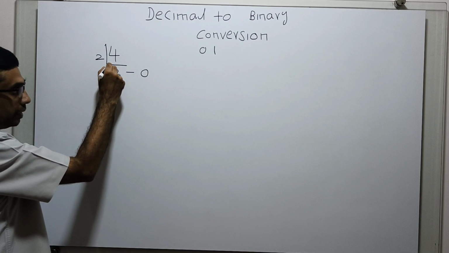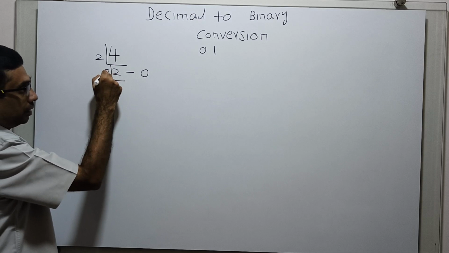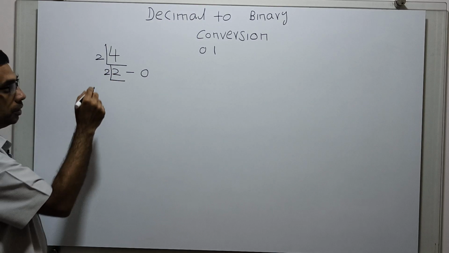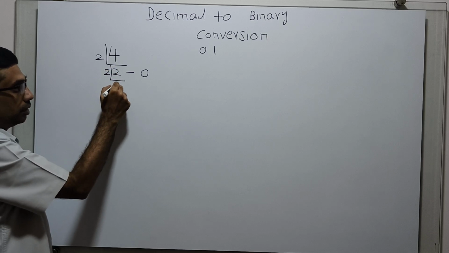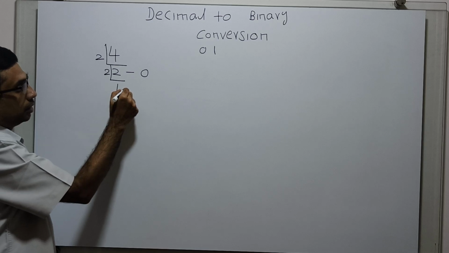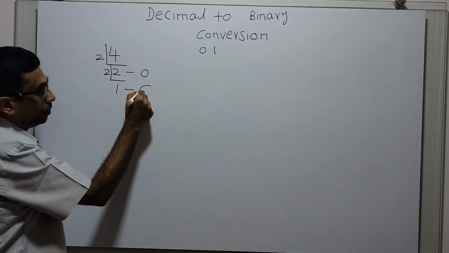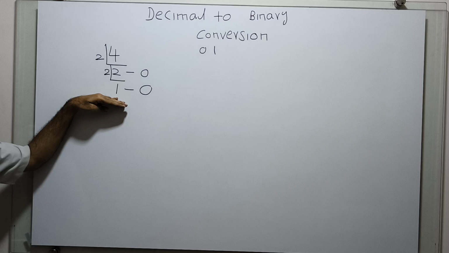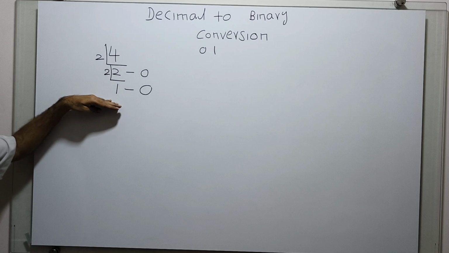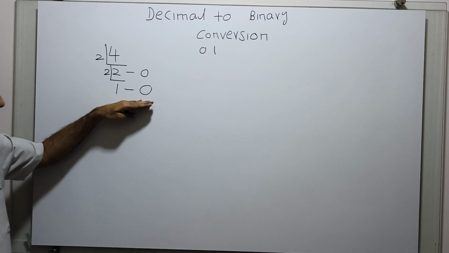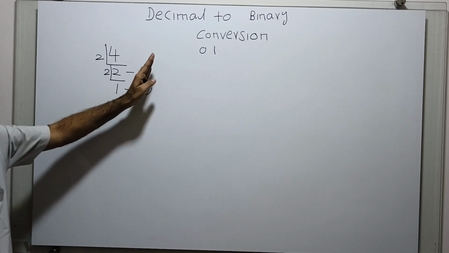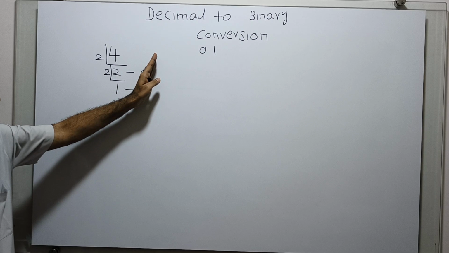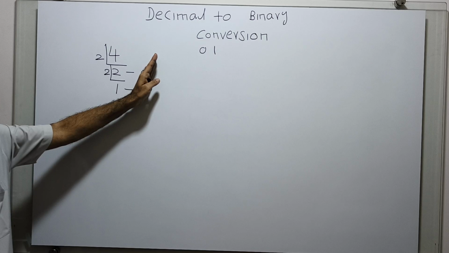Now we have to divide continuously until it reaches the value 1. So here I am dividing 2 by 2. The quotient is 1. The remainder is 0. So now it reaches 1. So you have to take the values from bottom to top. The bottom is the most significant bit and the top is the least significant bit. You have to write like this.